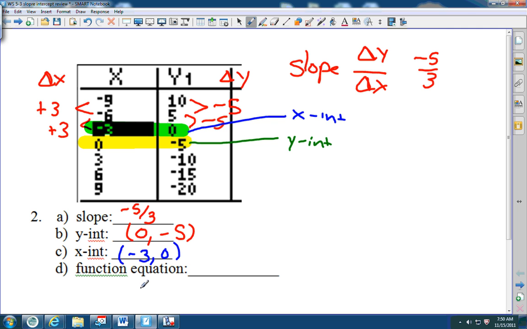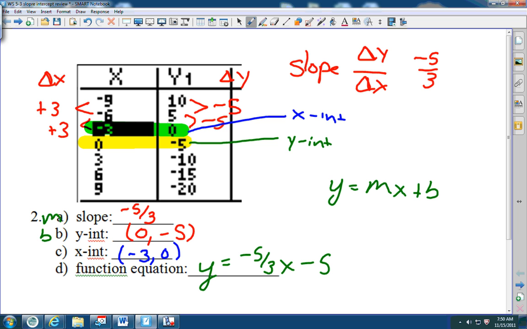Now they want us to write the function equation. Remember that is y equals mx plus b. M is the slope, b is the y-intercept. I know we found the x-intercept, but we don't need that in order to find our equation. We should have y equals negative 5/3 x minus 5.